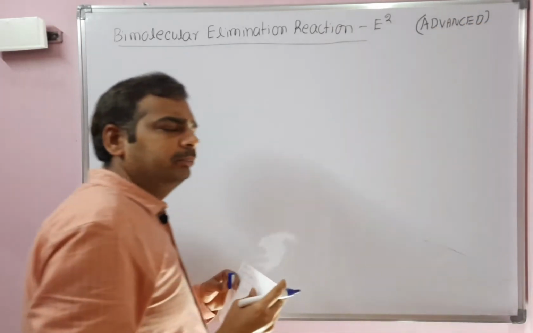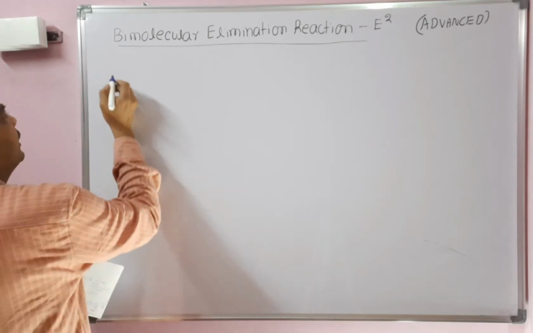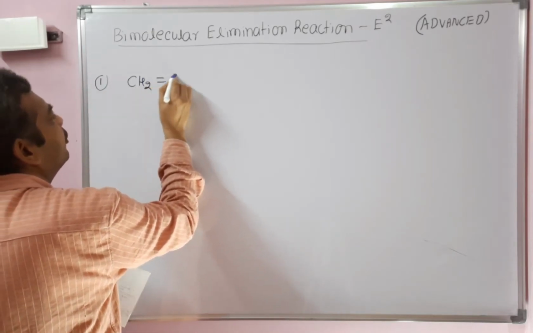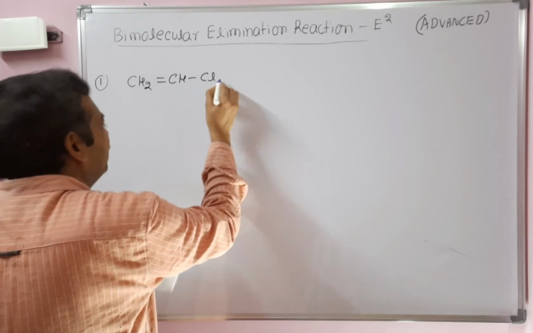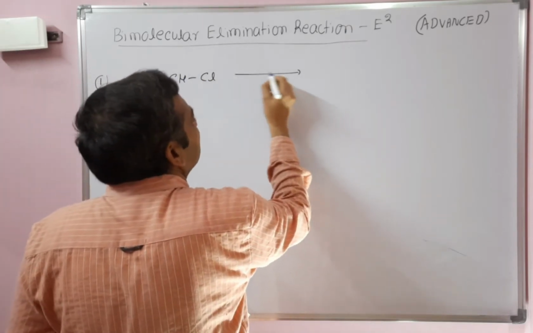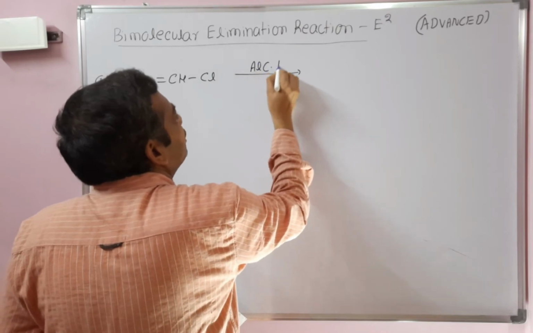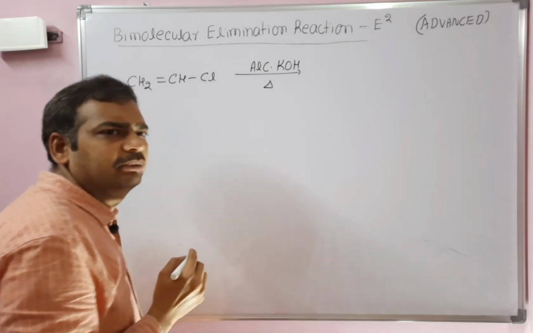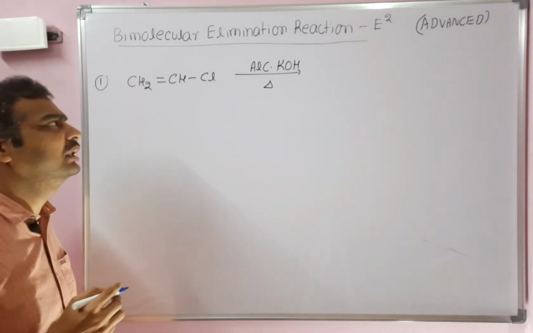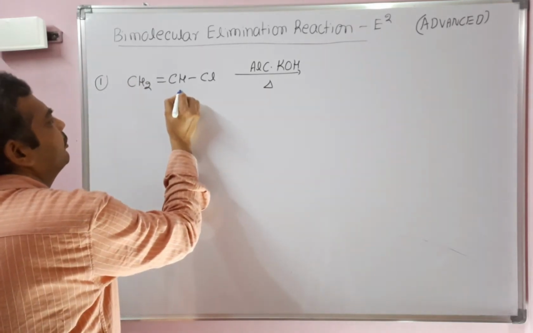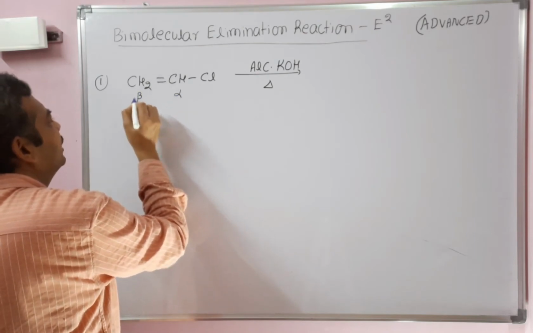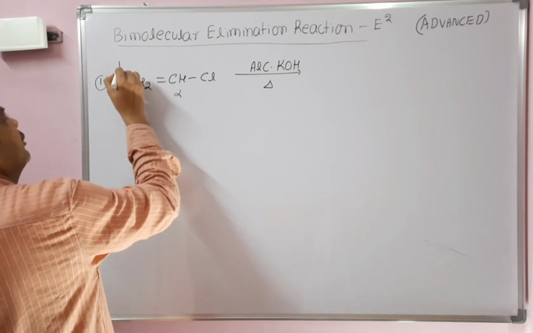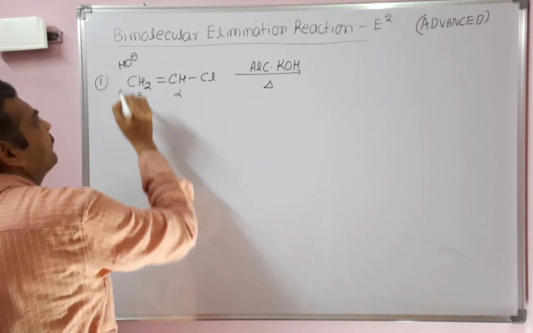Okay. First example. Vinyl chloride, CH2 double bond CHCl. Vinyl chloride reacts with alcoholic KOH under heating condition. No doubt alcoholic KOH is a strong base that will abstract a proton at the beta carbon. This is alpha and beta. At beta, hydrogen is there. Definitely there is a possibility for the abstraction of a proton at the beta carbon.